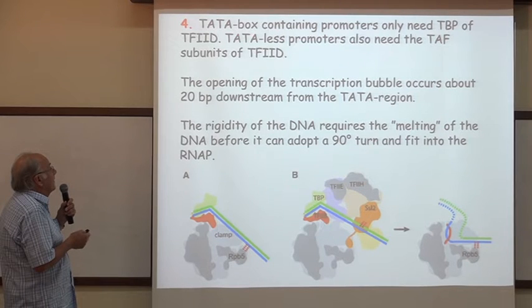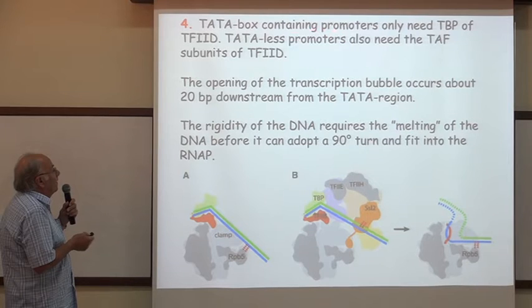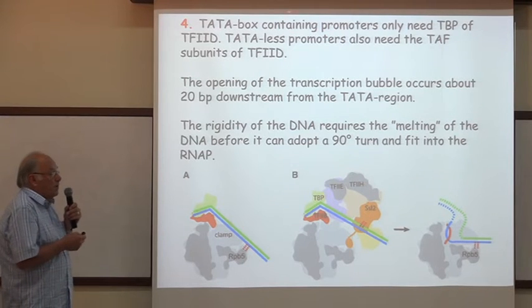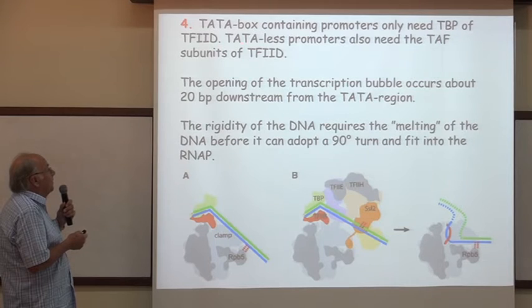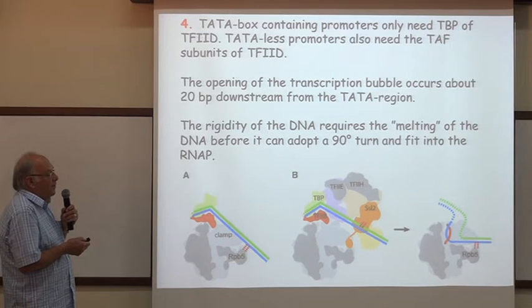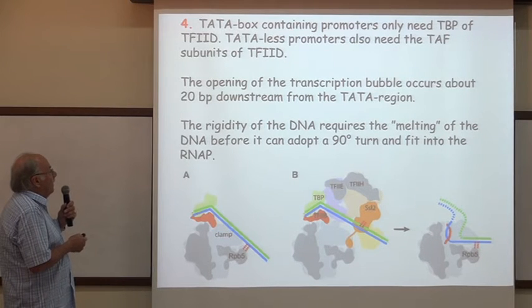In some cases, the TATA box... not all promoters contain the TATA box. But if you have the TATA box, they only need the TATA box binding protein of TF2D. But if you have TATA-less promoters, they also need the different TAFs of TF2D, I mean, the 13 different subunits, which are helper subunits.